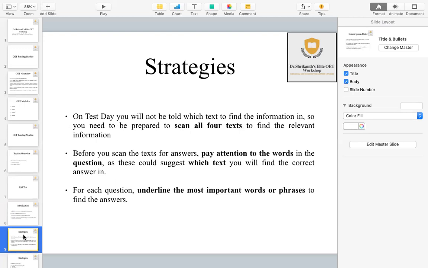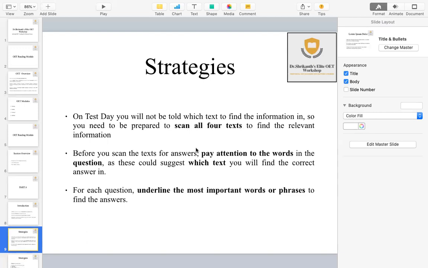Let's discuss some strategies, because that is what you really want to hear, right? How you can enhance your score, improve your scores. On test day, you will not be told which text to find the information in. You will have 20 questions, and they will not tell you that this specific question's answer belongs to this specific text. You have to read the question, and then find out on your own where the answer is located among all the four texts.